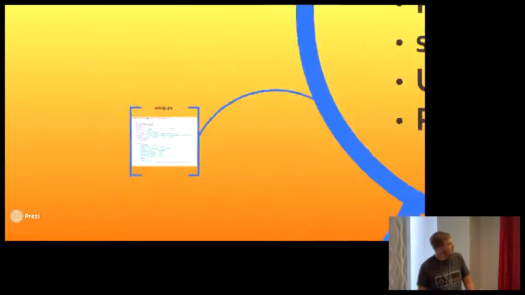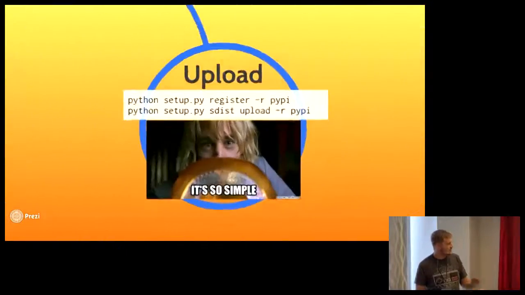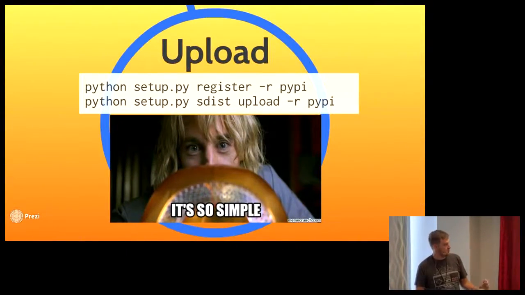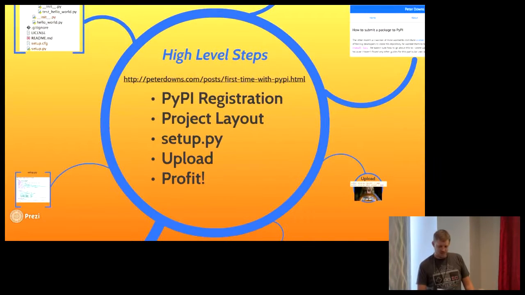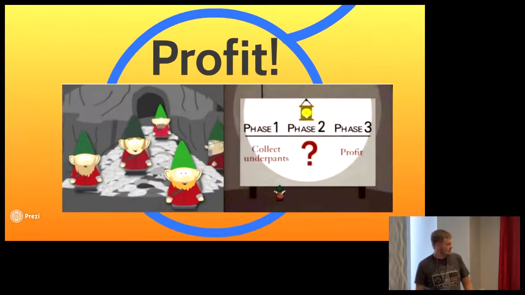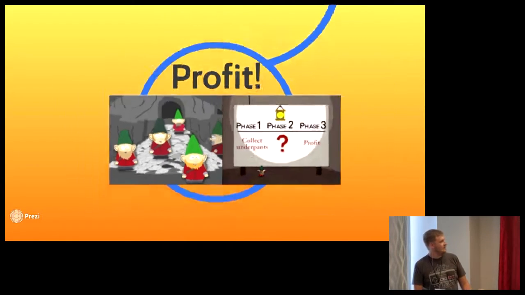And then we upload it. The upload is so simple. It's like two lines. You register, and then you upload your distribution. Finally, profit, right? There we go. Phase one, phase two. We already got phase one and two done, and now we're going to profit.